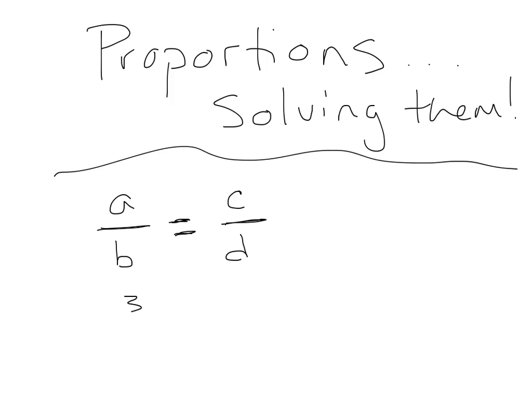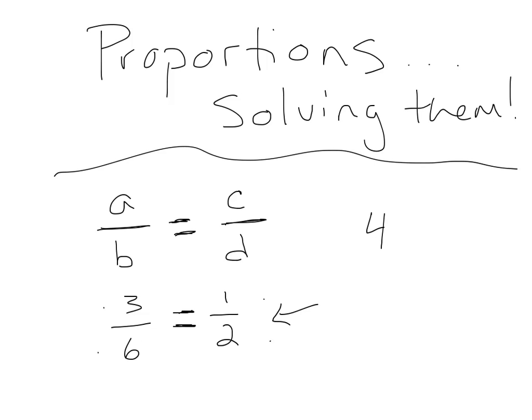So like this, like 3 over 6, of course, is equivalent to 1/2. These ratios, 3 to 6, is the same as 1 to 2. Now, solving proportions is kind of easy if you think about this example here.